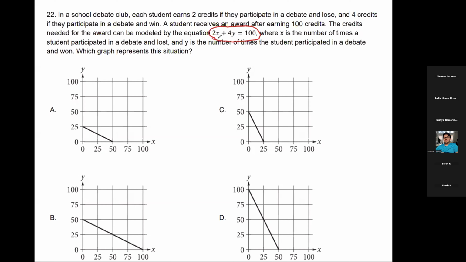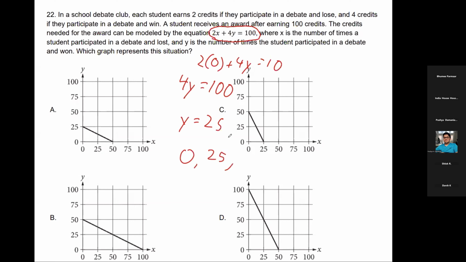So if we plug in 0 for x, we get 2 times 0 plus 4y equals 100. So that should just be 4y equals 100, which would mean y is equal to 25. So when x is 0, y is 25. So which graph matches that? Well, this one's 0, 50. This one's 0, 100. This one's 0, 50. This one's 0, 25.